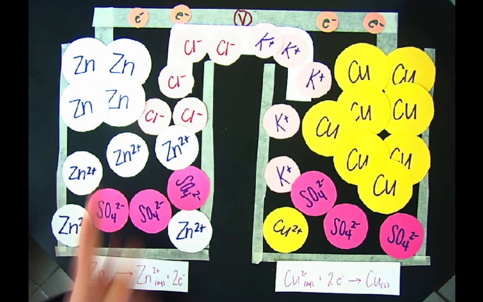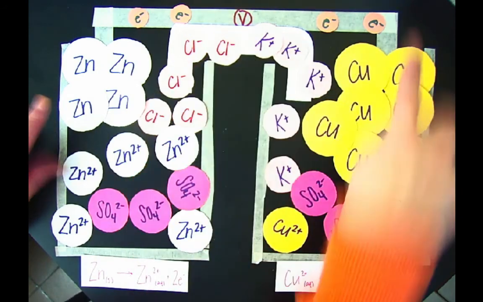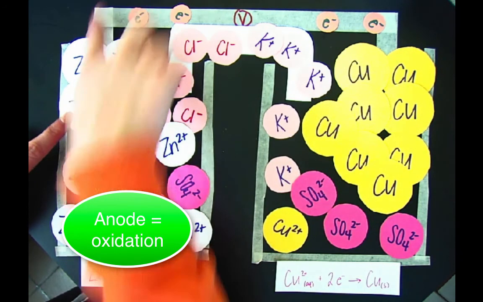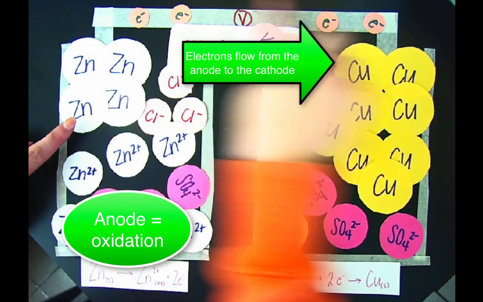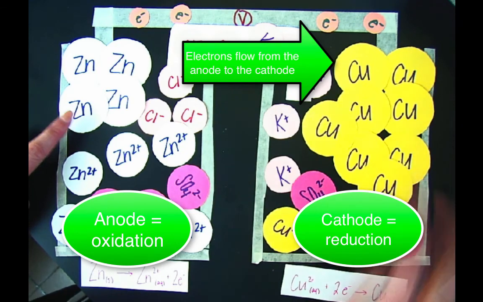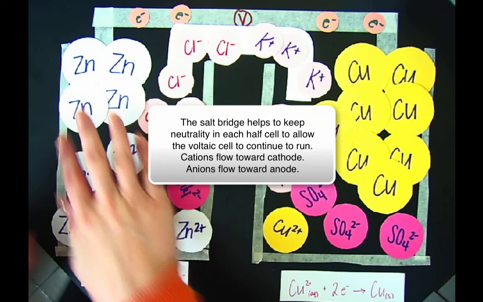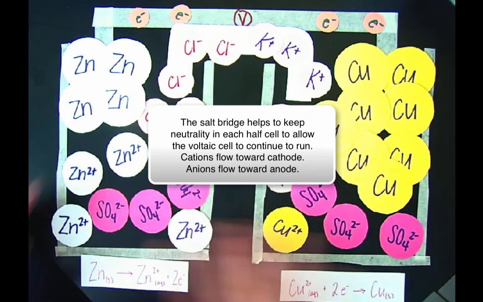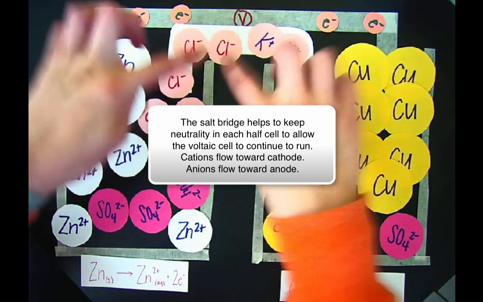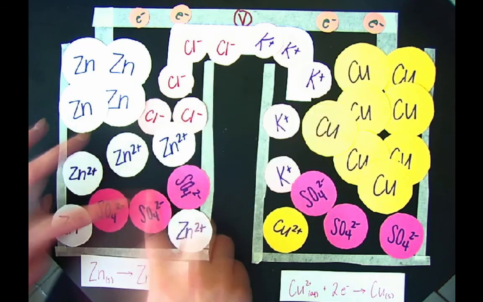The electrons will flow from the anode to the cathode. At the anode, we have oxidation taking place. The electrons will leave the anode and travel through the wire to the cathode. Cathode is where reduction takes place. To keep the solutions themselves neutral, as Zn is turning into Zn2+, and as Cu2+ is turning into Cu, we have K+ flowing toward the cathode and Cl- flowing toward the anode.